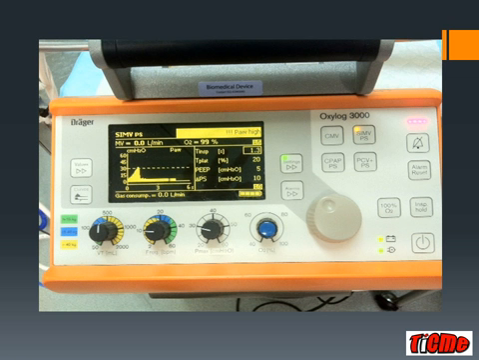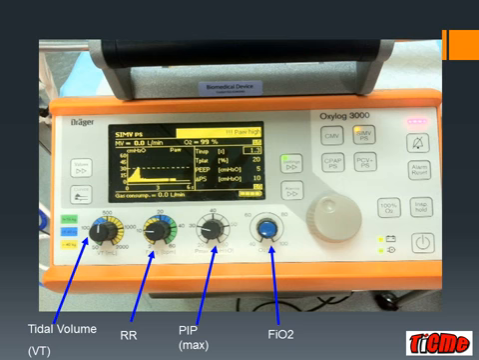Here's a picture of a standard Oxylog 3000 ventilator. This is a very common ventilator found in emergency departments across Australia. This ventilator has a dial for tidal volume, a frequency dial, which is respiratory rate, a peak pressure, or Pmax dial. As I said, this is the cutoff pressure, an FiO2 dial, and a PEEP setting. There's also 4 different ventilator modes, and that's what we're going to talk about next.